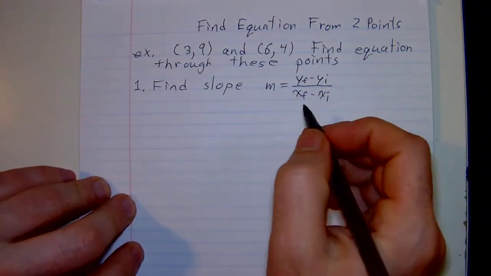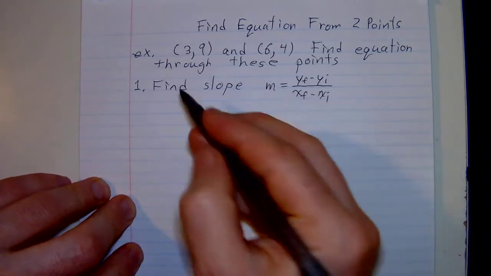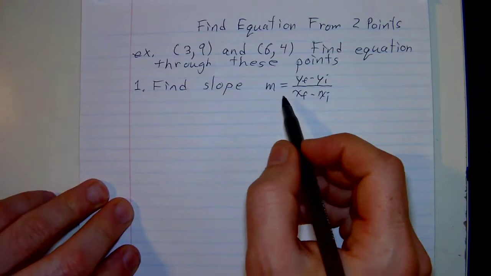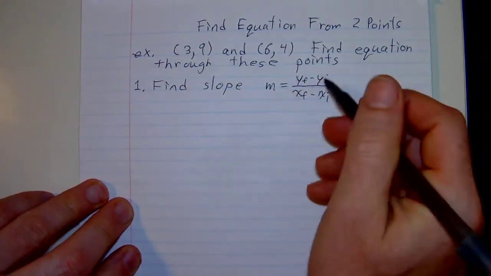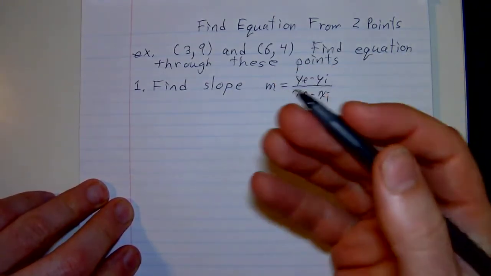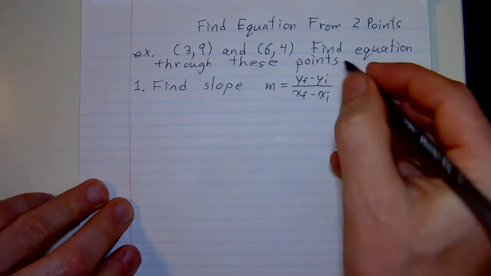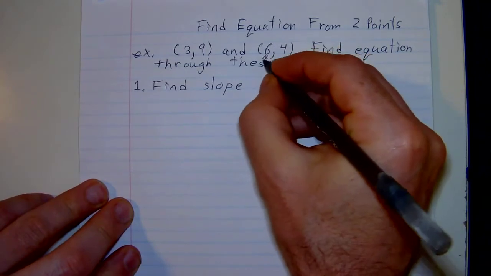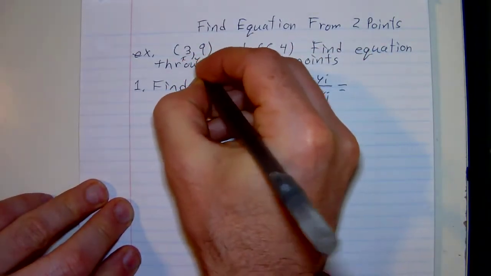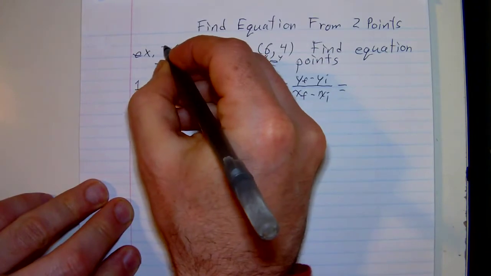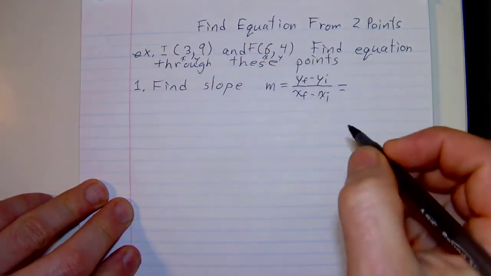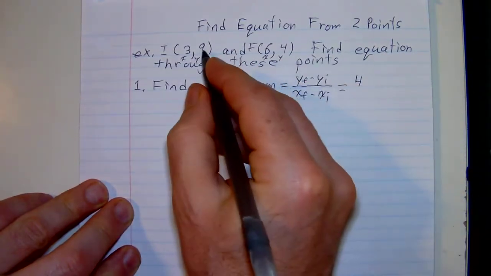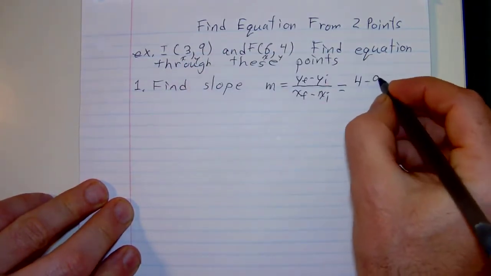So to find the slope of the line through these 2 points, we are going to look at our slope formula, which is change in y divided by change in x. It's really our definition of slope. So I'm just going to label these (x, y), (x, y). This is going to be our initial point. This is going to be our final point. So y from the final point is 4. Y from the initial point is 9.